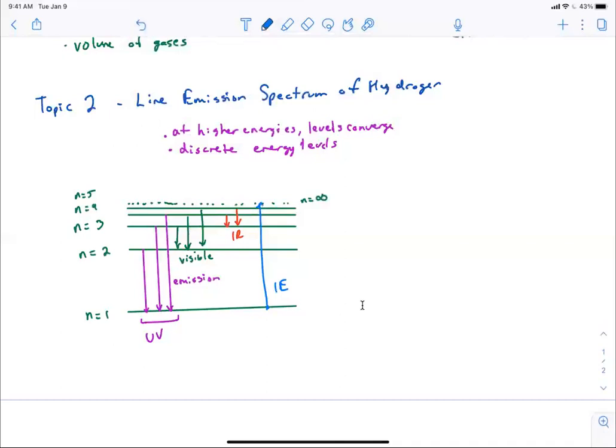Hydrogen happens to be 1, but for many other elements like lithium or carbon, that's energy level 2. For sodium and sulfur, that's energy level 3. So don't always assume it's energy level 1.